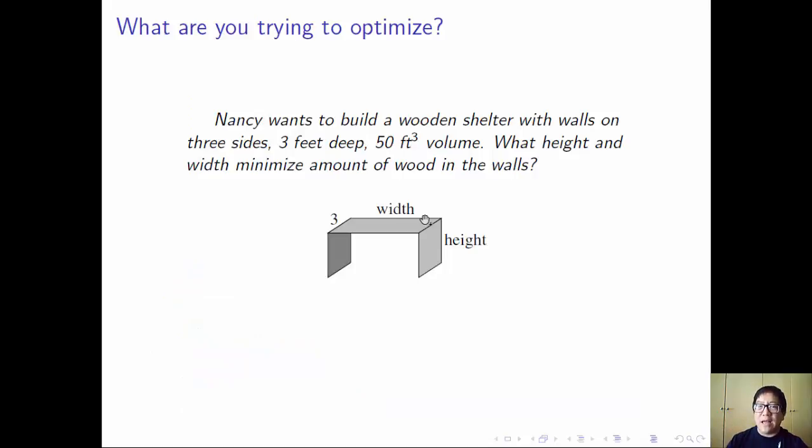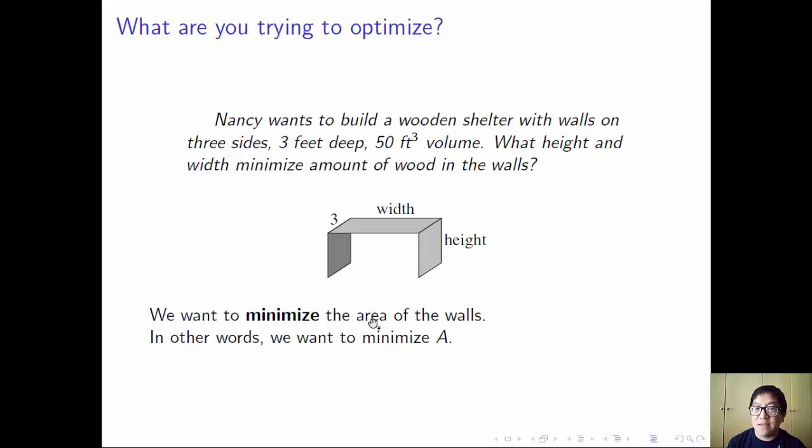And now we're on to the next step, thinking hard. What are we trying to optimize? And like I just said, what we want to minimize, it says right here, is the amount of wood in the walls, which really means that we want to minimize the area of those walls. In other words, we want to minimize A, the name we gave from the previous step.